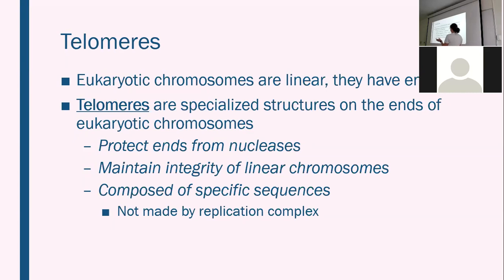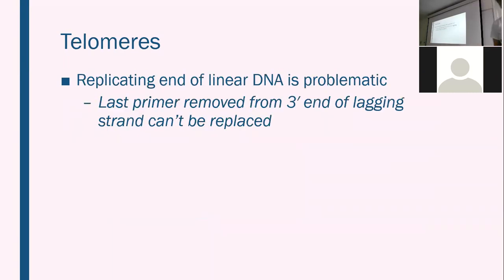And these telomeres, the name for these little chunks of sequence on the ends of your chromosomes, are not made by the replication complex. The replisome doesn't make these copies because, right? It's this lagging strand again. It always causes trouble.